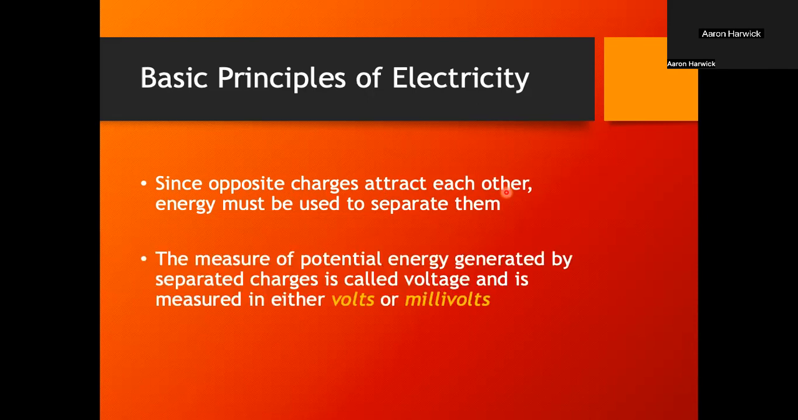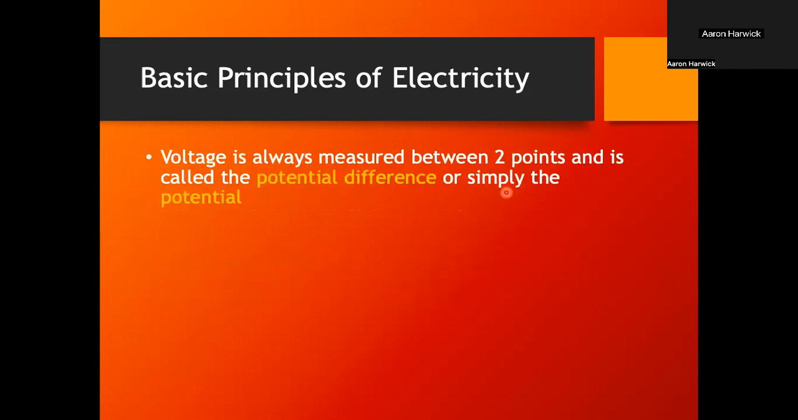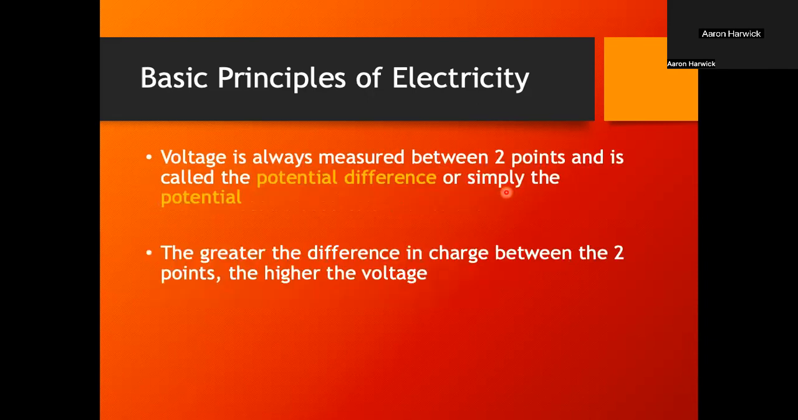And the measure of the potential energy generated by these separate charges, the potential energy between this positive and negative ion, is measured in something called volts. Within the body, it's on a very small scale, so we measure in millivolts. Voltage is always measured between 2 points, and it's called the potential difference, or simply the potential. Generally speaking, the greater the difference between the positive and negative charges, the greater the voltage.